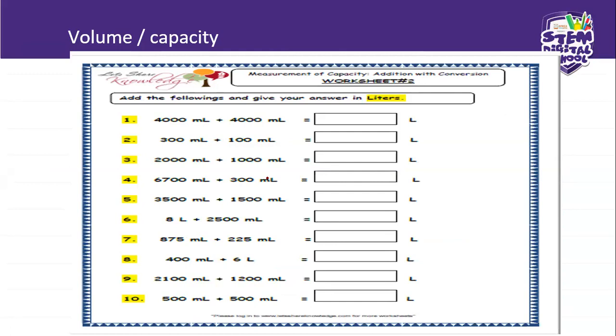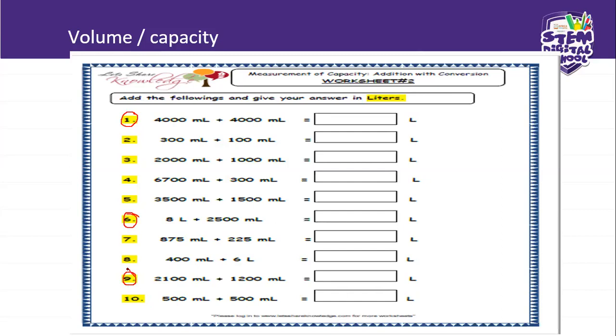So here they want all our answers to be what? In liters. Let me give you guys some time. I'll give you 10 seconds to pause, and then I'll give you the answers. They want all our answers to be in liters. So we're going to try number 1, number 6, and number 9. 10 seconds to pause.